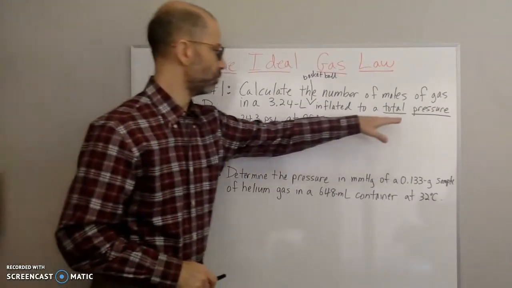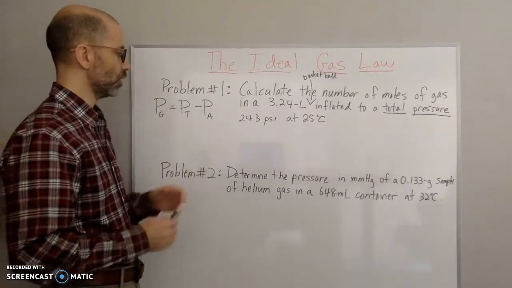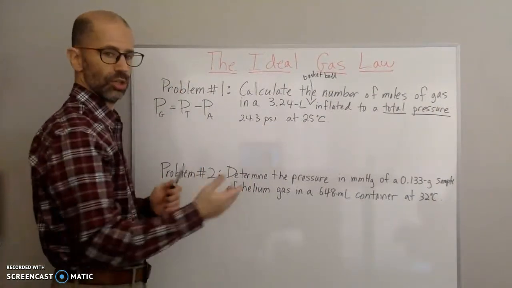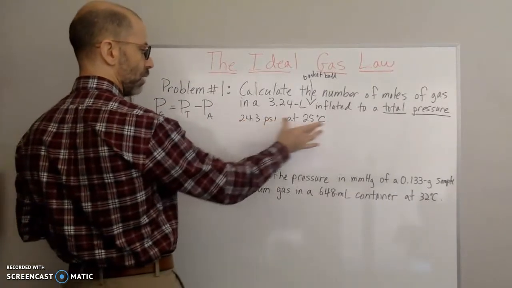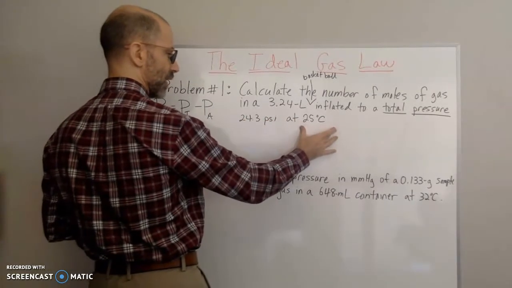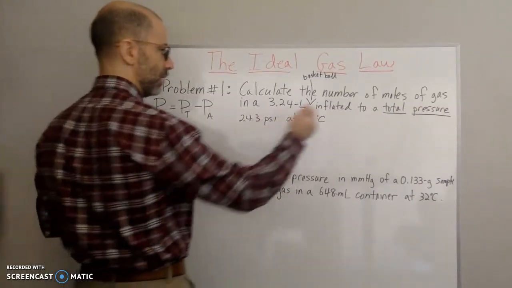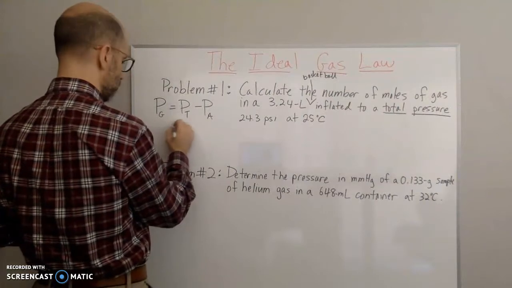So they give us the total pressure, and the pressure is in psi. So if we're going to use the ideal gas law, we need to convert psi to atmospheres. And we need to convert our temperature to Kelvin, and that's about it. And they're asking for number of moles. So we're going to convert our temperature to Kelvin.